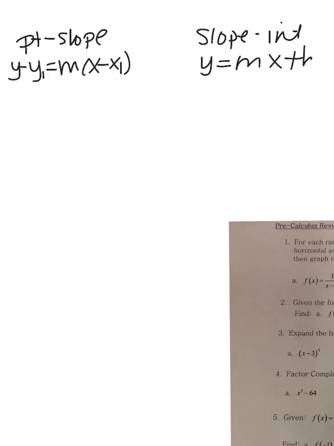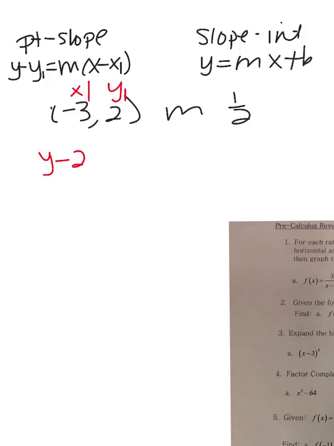All right, so the first one is we wanted to go through the point -3, 2, and have a slope of 1/2. So we want to use point slope, and then put it in slope intercept. So this is my x1, y1. So it'll be y minus 2 equals my slope, which is 1/2 times x minus -3. Okay, so that's point slope form.